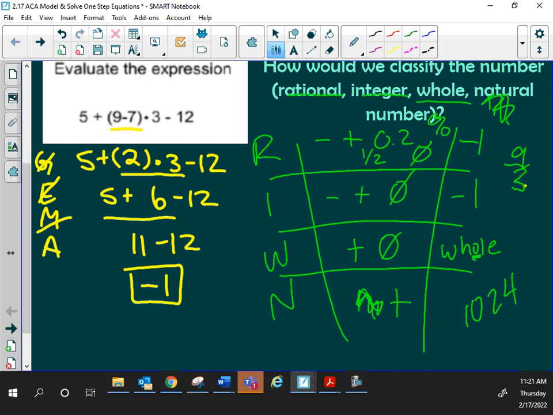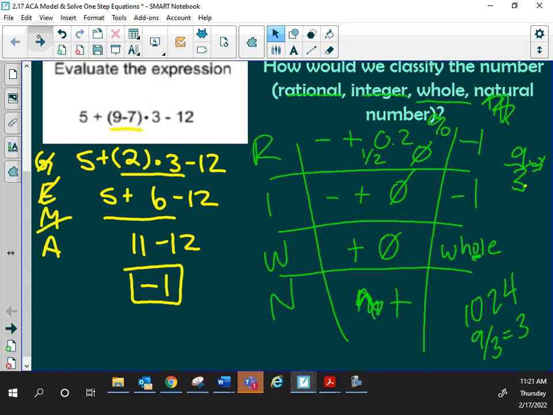9/3, rational? Yes. Does it go down to integers? Yes. Ryan, why? Oh, because it's technically 3. 9/3 is the same thing as 3. So that actually goes all the way down. Remember, fractions were kind of tricky. Okay, all right, are we good with that? Any questions before we move on?